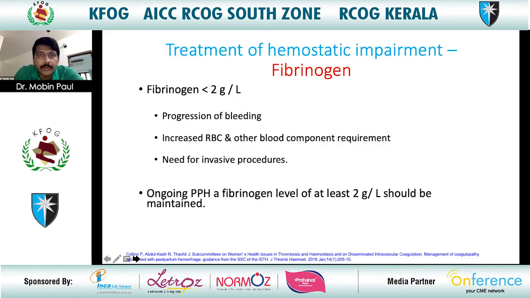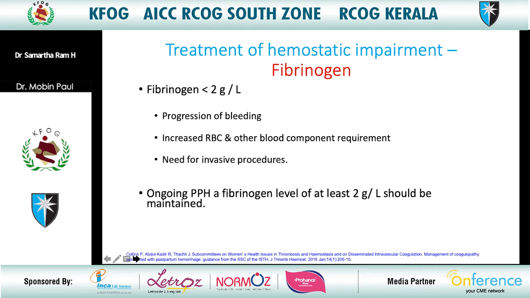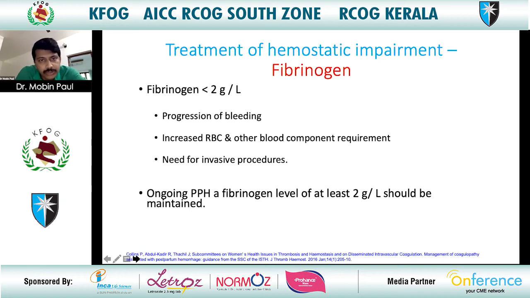So in OBG settings, you should try to keep fibrinogen more than 200 mg. If it is less than 200 mg, we have clear data that it leads to progression of bleeding, increased requirement of red cells and other components, and also the need for invasive procedures. So we should try to keep it more than 2 grams.